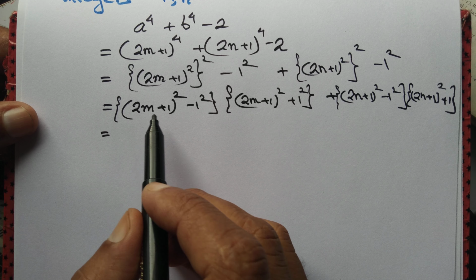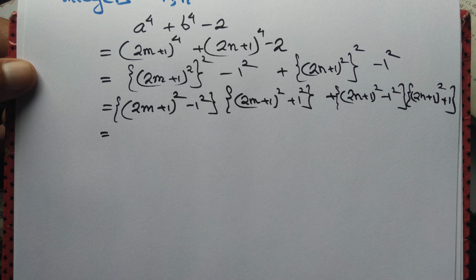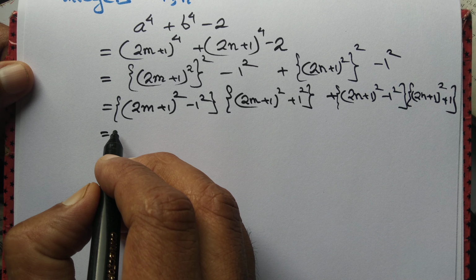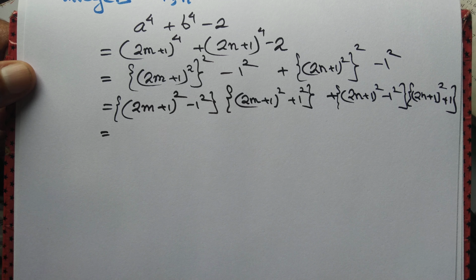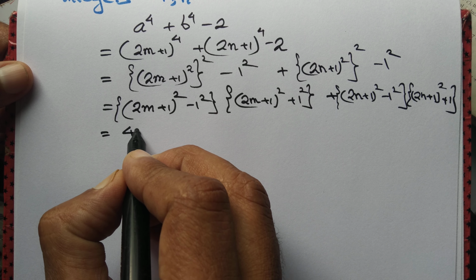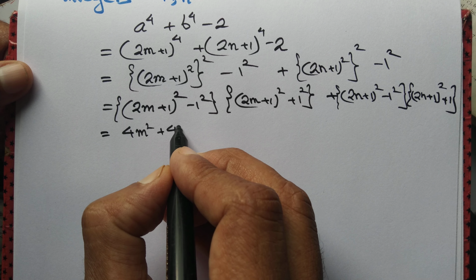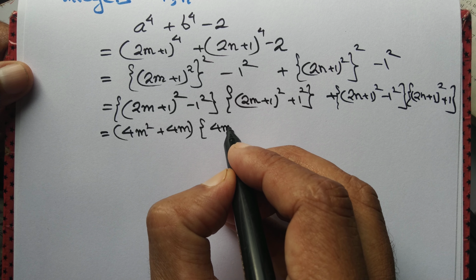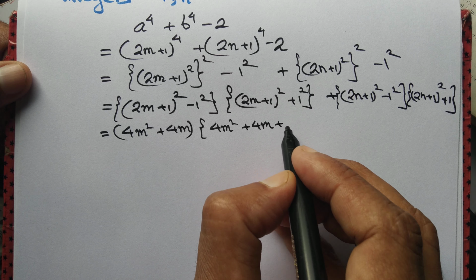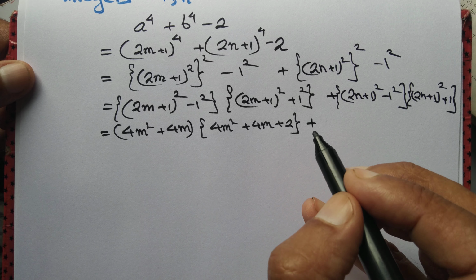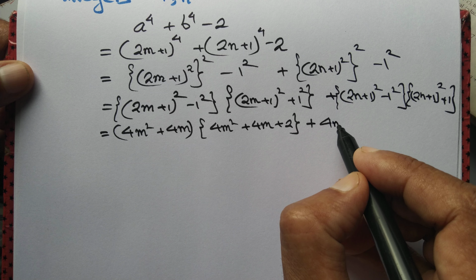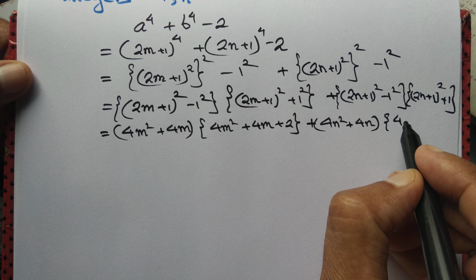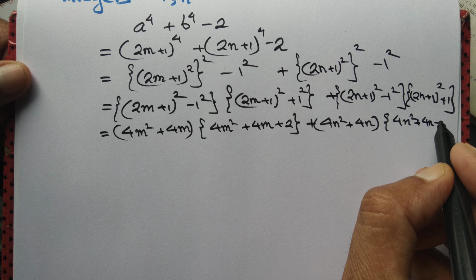Again, we can apply the expression a square minus b square is a plus b, a minus b. Let's just expand it. We know the formula a plus b whole thing square equal to a square plus 2ab plus b square, and 1 will get cancelled, and we'll get 4m square plus 4m. How about this one? We'll get 4m square plus 4m plus 2, plus 4n square plus 4n, 1 will get cancelled, and 4n square plus 4n plus 2.